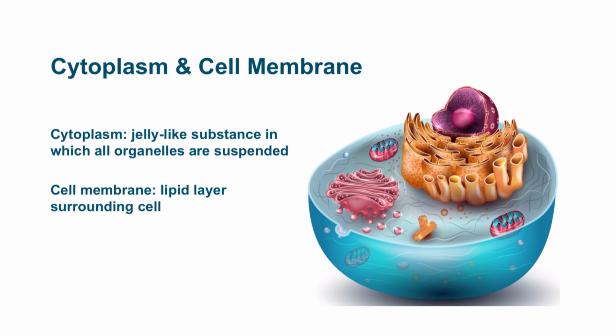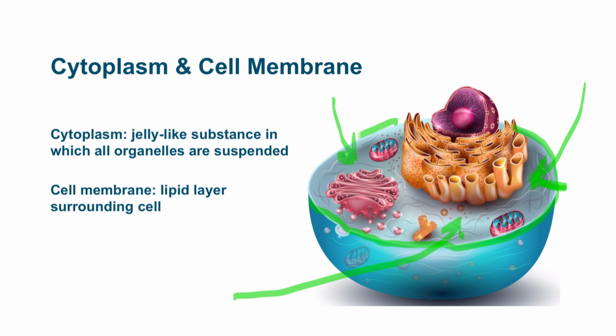So let's start with the cytoplasm and the cell membrane. The cytoplasm is the goo in which everything else floats in the cell. So it's kind of like Jell-O, and all of the other organelles are suspended in it. The cell membrane is a lipid layer that surrounds the cell and distinguishes the inside of the cell from the rest of the world.